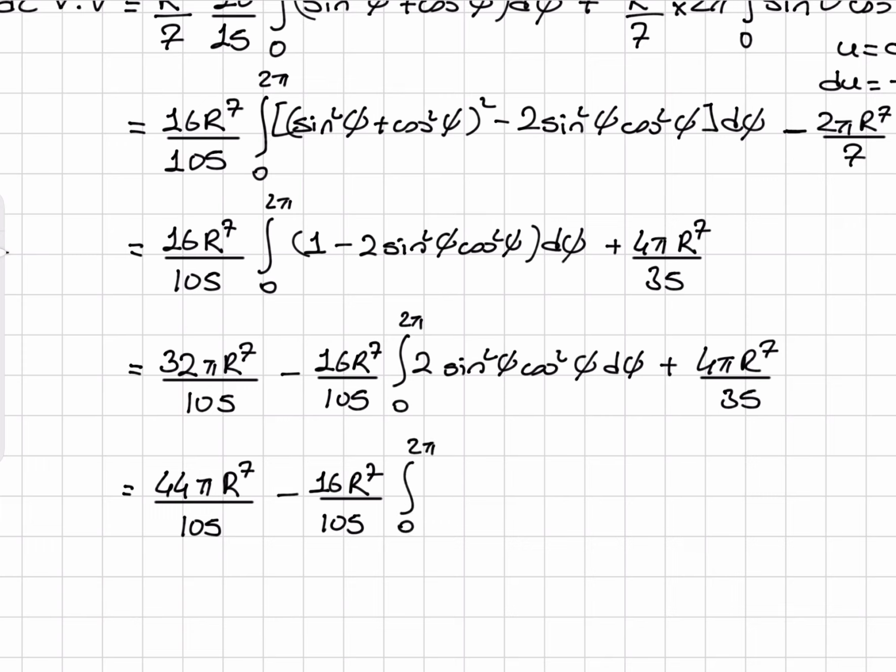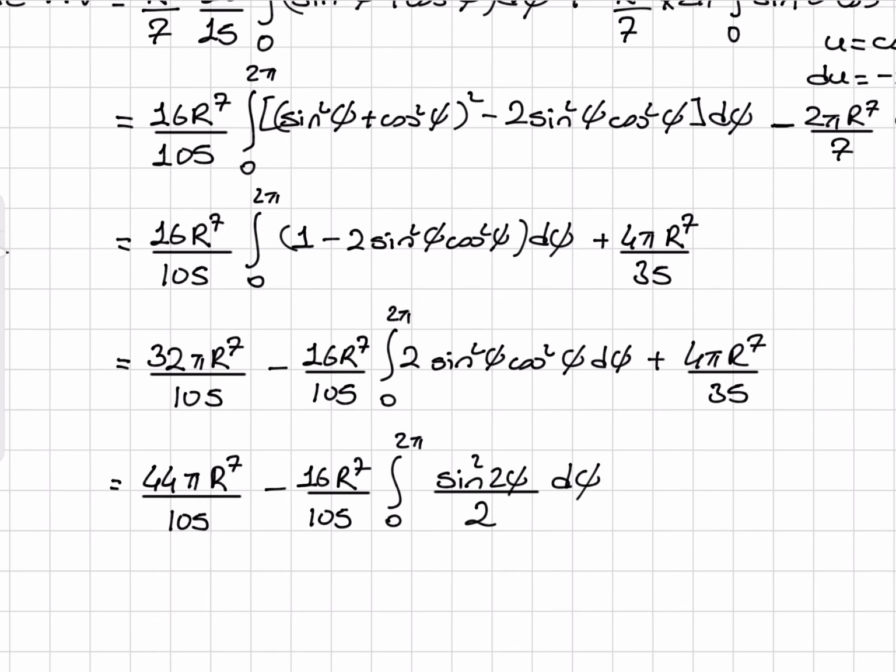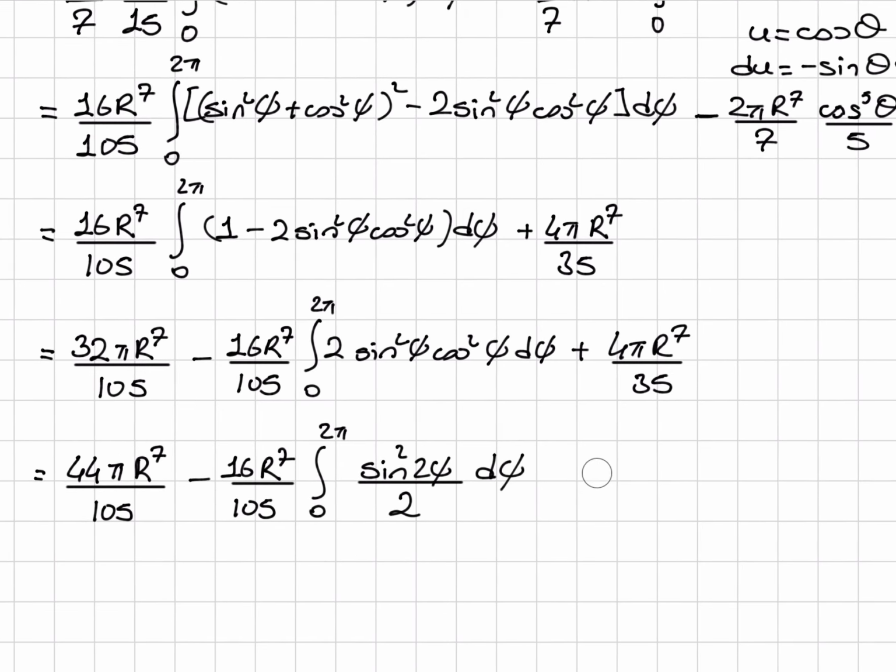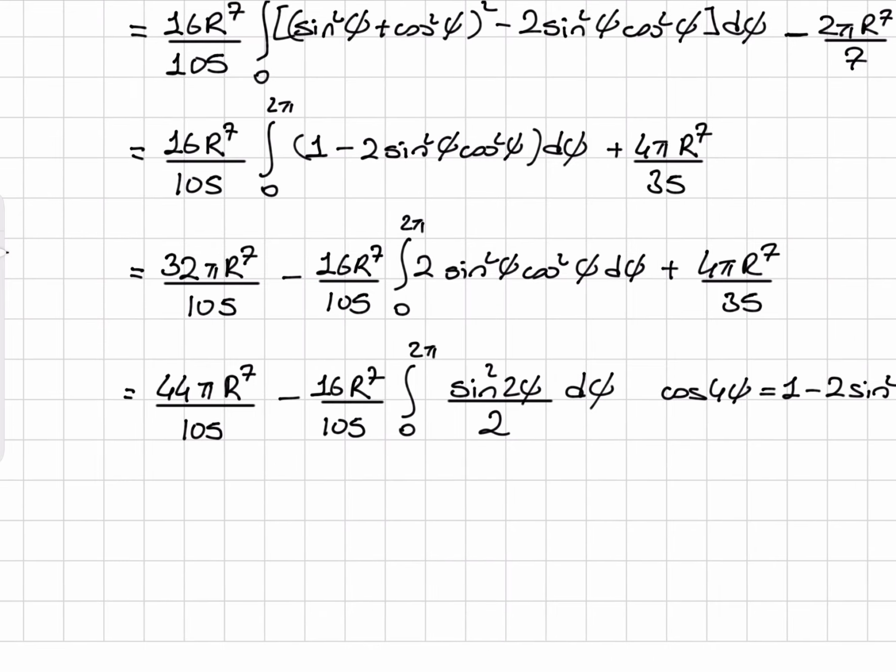2 sine phi cosine phi is sine 2 phi. And 4 sine square phi cosine square phi is sine square 2 phi. So this is sine square 2 phi divided by 2 d phi. All right. And now I recall that cosine 4 phi is equal to 1 minus 2 sine square 2 phi. So I will use this trigonometric identity.